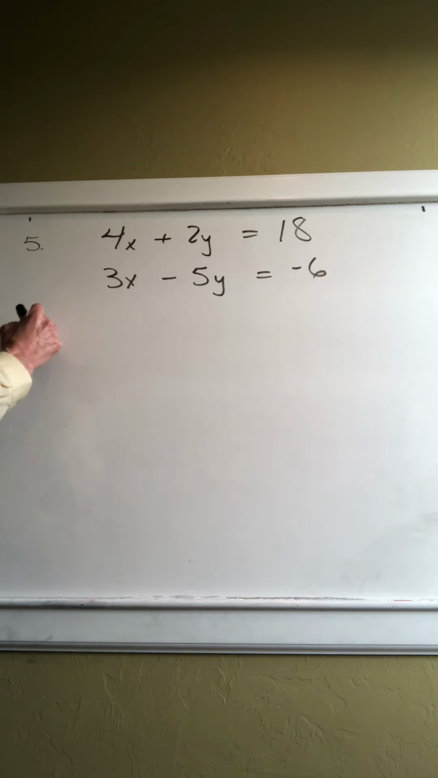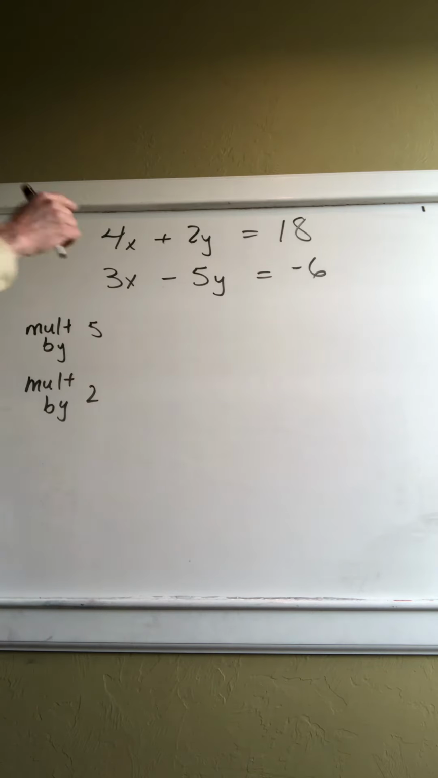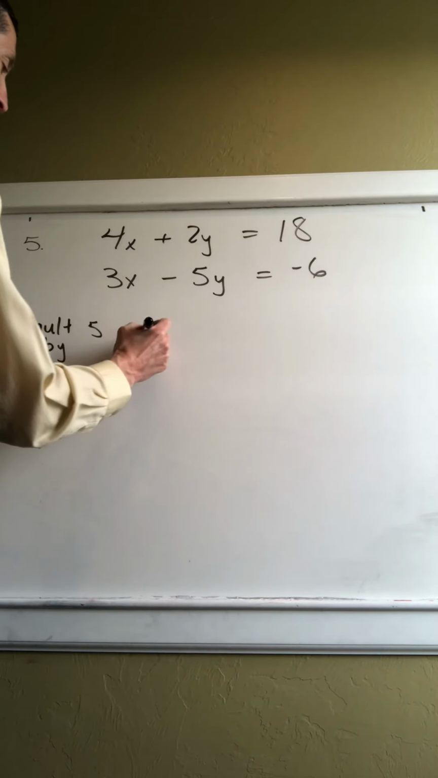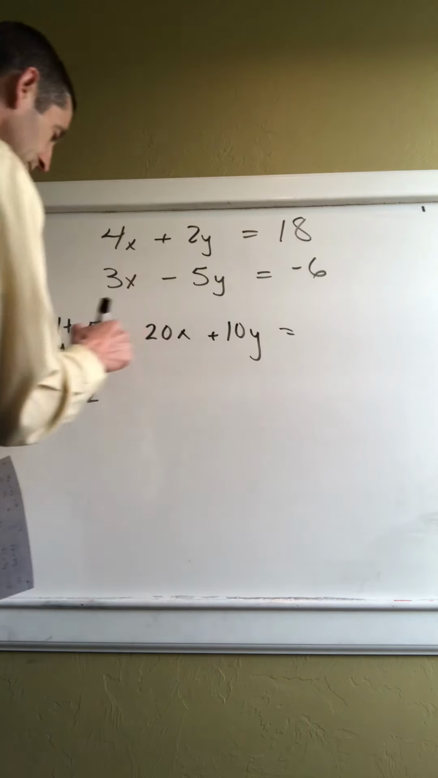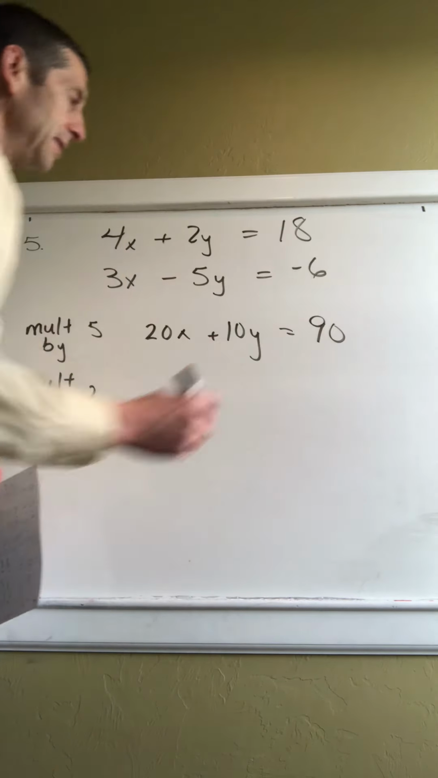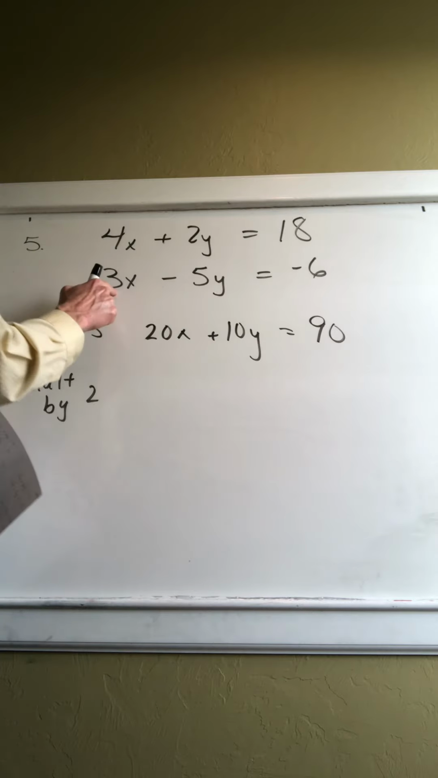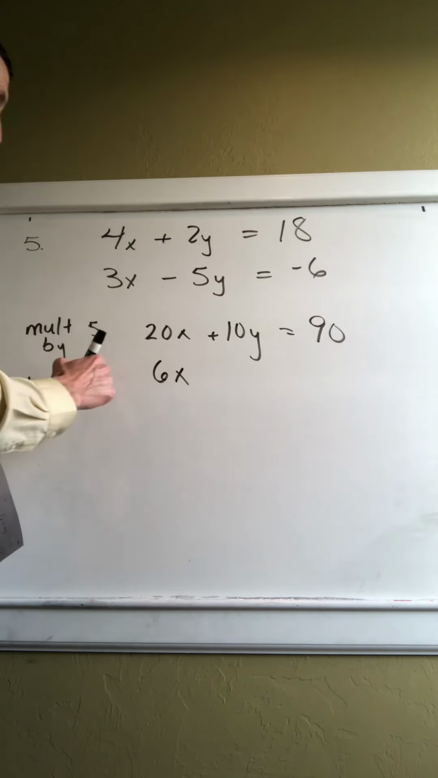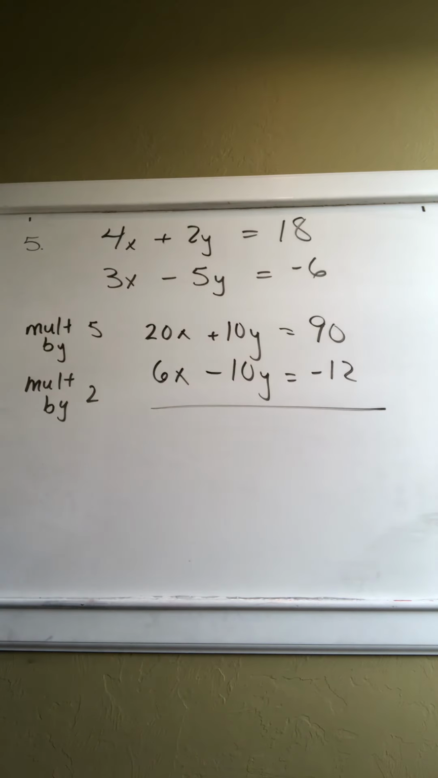Let's do this. So top equation, I'm going to multiply by 5. Bottom equation, I'm going to multiply by 2. So I'm going to hit it all the way across times 5. Times 5, times 5, times 5. So this becomes 20x plus 10y. 5 times 18 is 90. So across the top times 5. Across the bottom times 2. So that's 6x minus 10y equals negative 12.